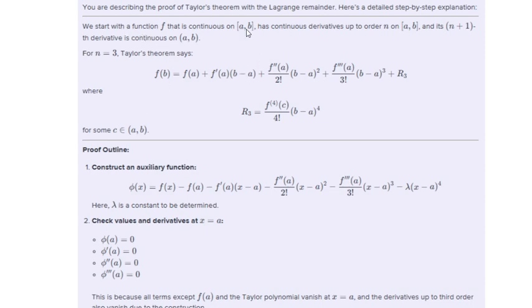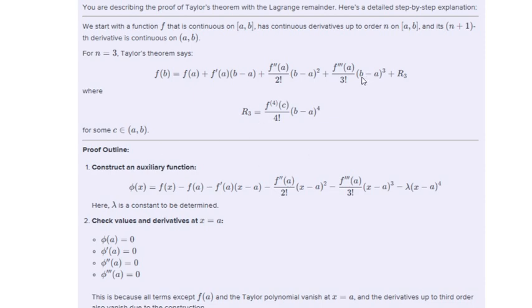For example, suppose n is equal to 3. How can we write this? The function value at b can be written in a different way. It can be written like this: f of b is equal to f of a plus f dash of a into b minus a, plus f double dash of a divided by 2 factorial into b minus a whole square, plus f triple dash of a into b minus a whole cube divided by 3 factorial, plus the fourth order derivative of c divided by 4 factorial into b minus a raised to 4, where c belongs to the interval.